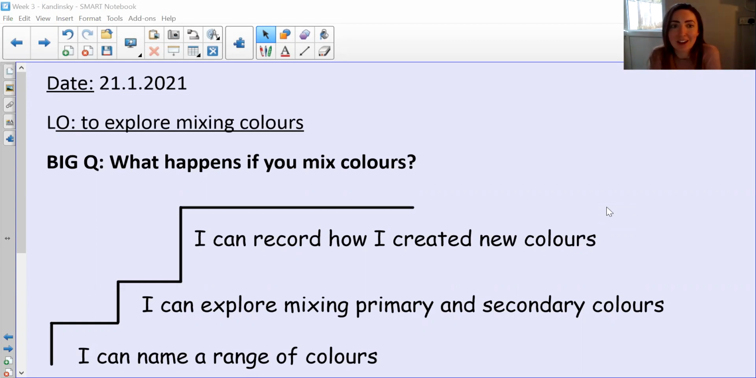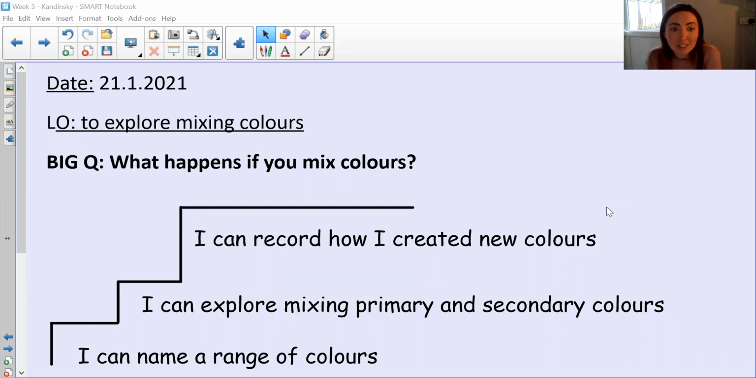So this art lesson is all about exploring mixing colours. That's our learning objective, to explore mixing colours. For this lesson, it'd be really useful if you had some paints at home or felt tip pens or colouring pencils to help you with the activity that's going to happen at the end.